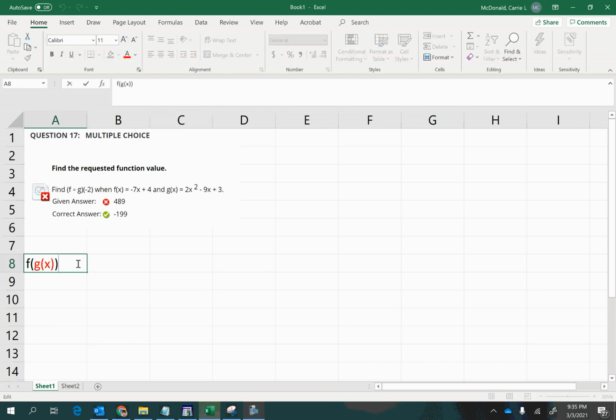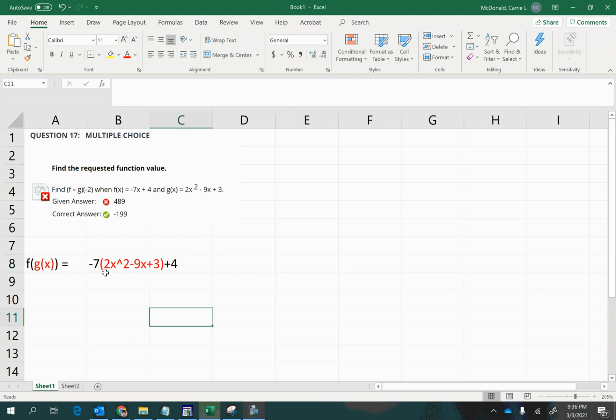Like that. So what you do is you take the f function, that's negative 7x plus 4, right? And then you come where the x is and you put the entire g function in its place. So now with red, I'm going to put in 2x squared minus 9x plus 3.